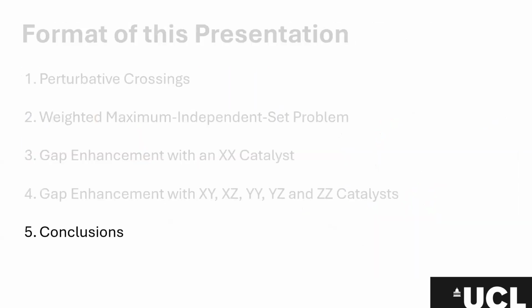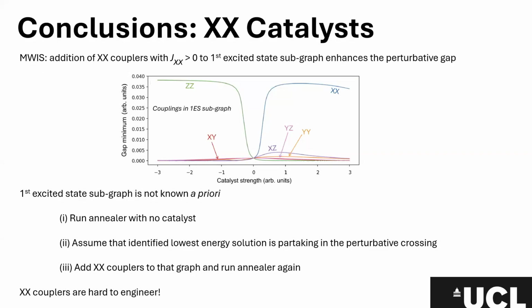So I'm just going to reach my conclusions now, which is trying to understand what's going on and how we might actually exploit this. So for XX catalysts, first of all, we've shown that we need to add a positive amplitude XX catalyst to the first excited state. That will give us a gap enhancement.